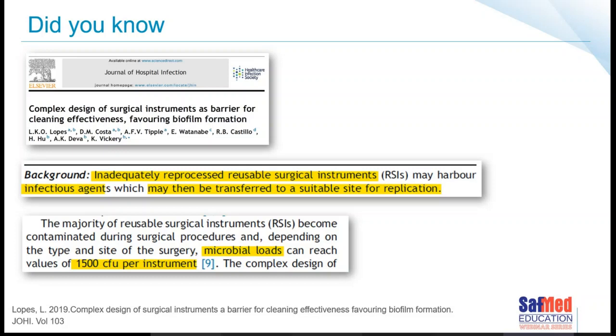And then what I found incredibly interesting was the majority of reusable surgical instruments become contaminated during surgical procedures. Of course they do. And depending on the type and the site of the surgery, the microbial load can reach values of 1,500 colony-forming units per instrument. That sounds like a hell of a lot of microorganisms to me. And that's why we need a really effective chemistry to do the job of helping us start by removing as much bioburden as possible before we move on to the next stage of reprocessing.